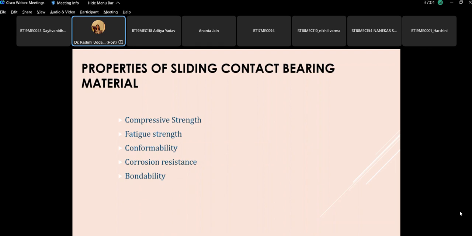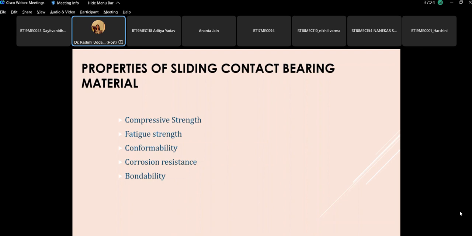There are special materials like babbitt or carbon graphite, which are very costly, and many a times the entire bearing is not made out of this material, but only the inner layer of the bearing is coated with the special kind of material which will possess all these properties.